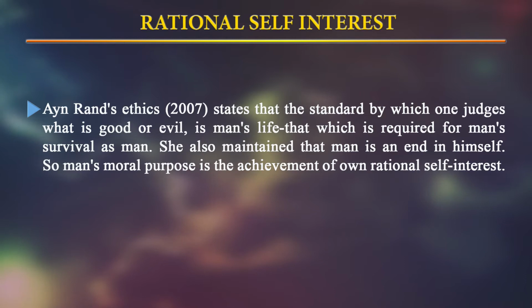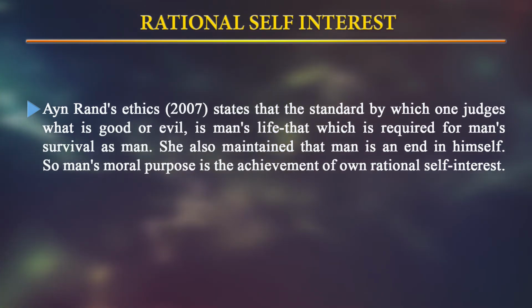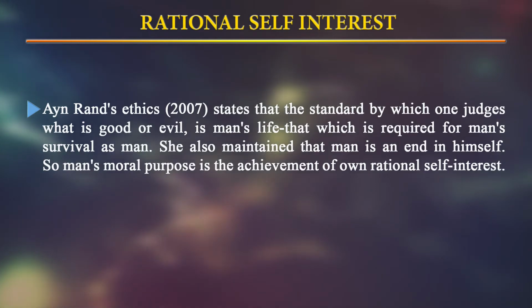Ayn Rand's ethics states that the standard by which one judges what is good or evil is man's life, that which is required for man's survival as man. She also maintained that man is an end in himself, so man's moral purpose is the achievement of his own rational self-interest. So, according to Ayn Rand's ethics, what is rational self-interest? Rational self-interest, according to Rand, is that man is an end in himself, and man's moral purpose is the achievement of his own rational self-interest.